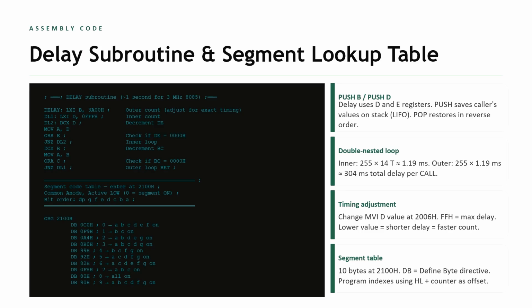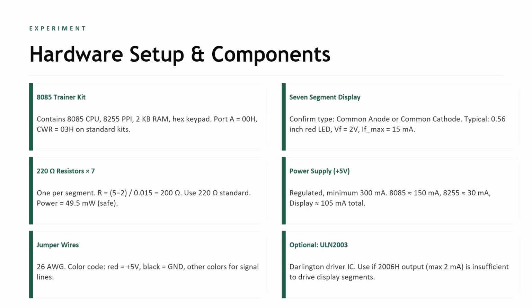For the hardware setup, we used the 8085 trainer kit containing the 8085 CPU, 8255 PPI, 2 KB RAM, and hex keypad, the ETDI 7 segment display module with 4 digits, a regulated 5-volt power supply capable of at least 300 milliamperes, 150 for the 8085, 30 for the 8255, and 105 for the display, and 220 ohm current limiting resistors, 1 per segment.